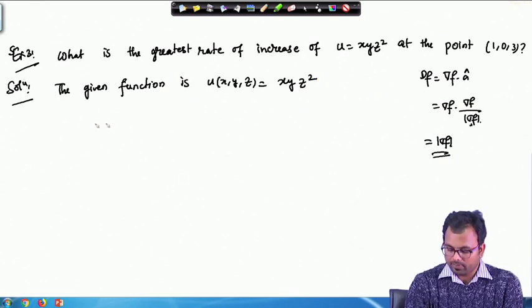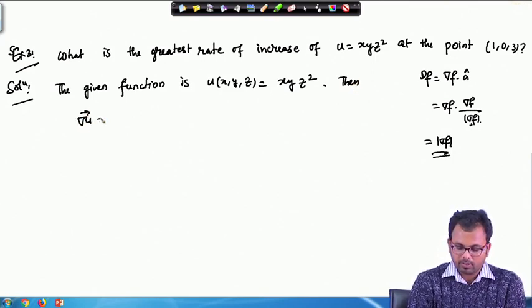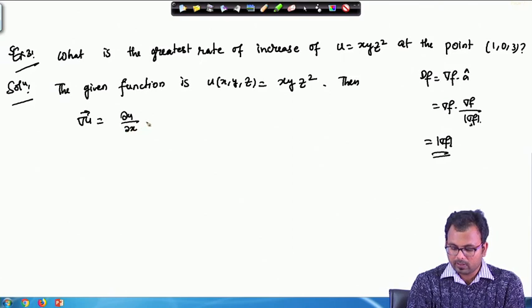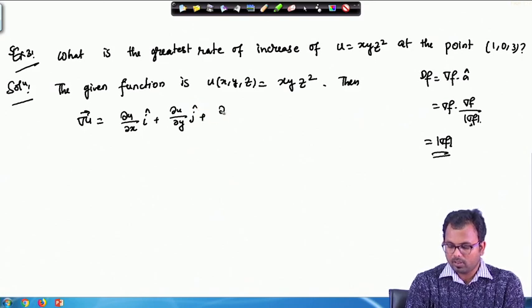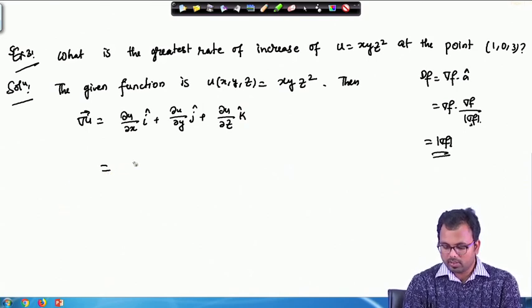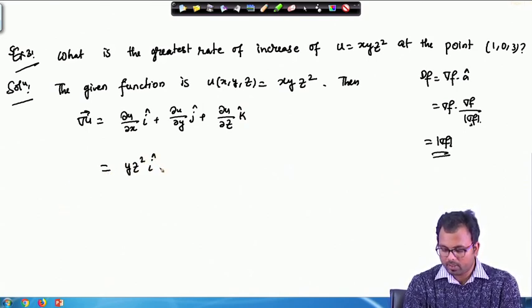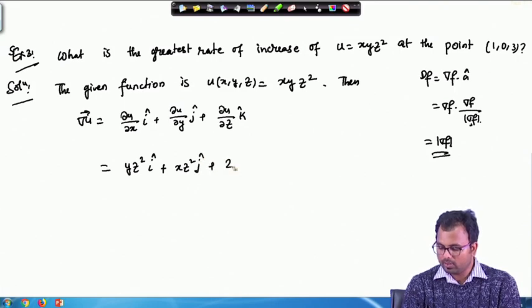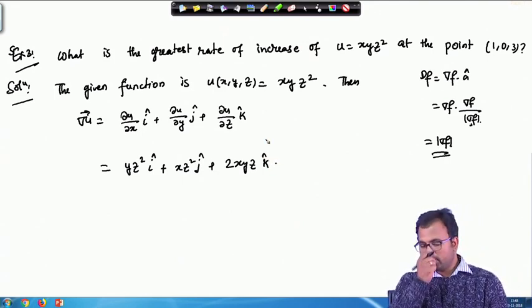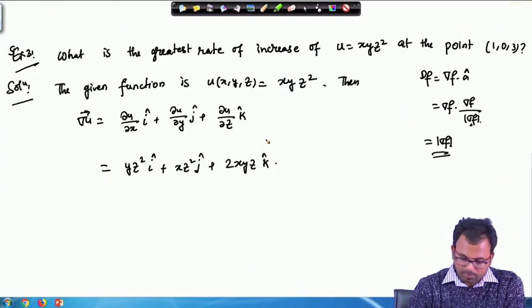Then the gradient of u is equal to ∂u/∂x times i, ∂u/∂y times j, and ∂u/∂z times k. So, what is ∂u/∂x? It is y z² times i, and ∂u/∂y would be x z² j, and ∂u/∂z is 2 x y z k. All right.